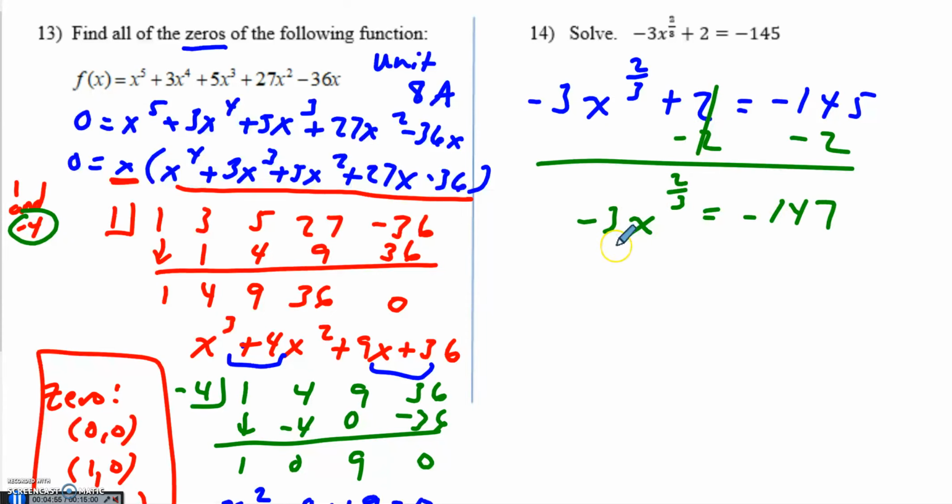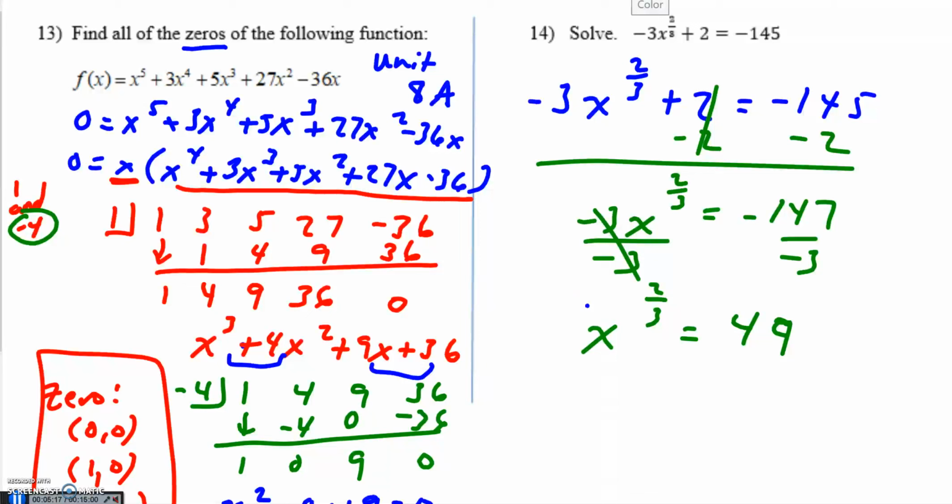My suggestion, and things that I noticed on past tests and past review guides, a lot of you decided to raise this to the 3/2 right away. Please, please, please divide by the -3 first to make your life easier. So you have x to the 2/3 equals negative divided by negative, positive 49.